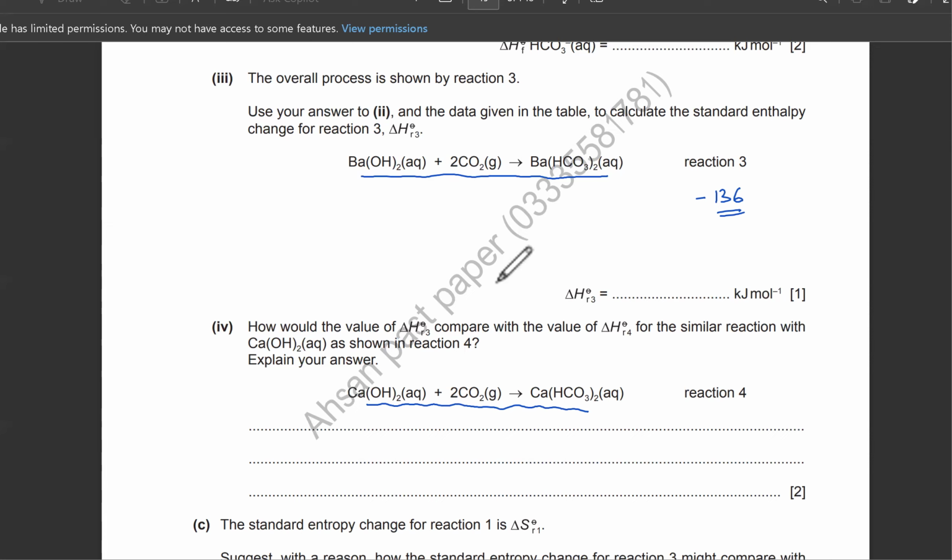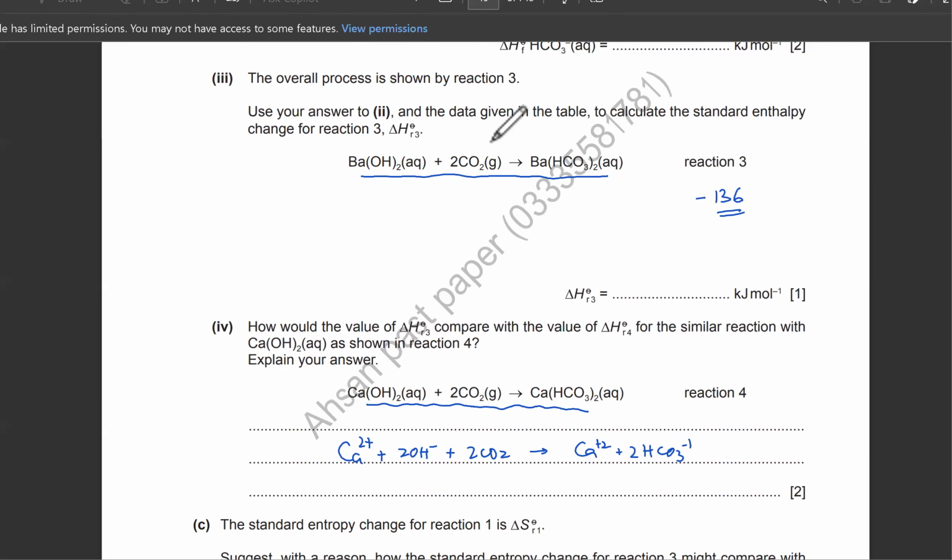Why? Because if you look at the equation, this is aqueous. Aqueous means it's dissociated, right? And then you've got carbon dioxide. And then calcium hydrogen carbonate is also aqueous. That means the ions will be dissociated. HCO3 minus 1 is going to be separate, right?